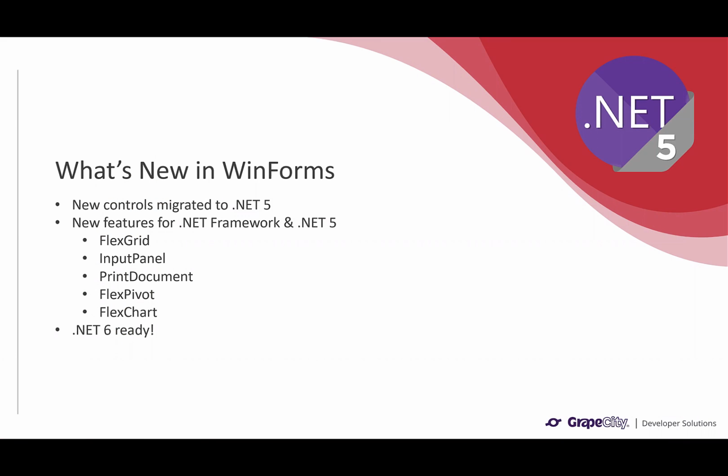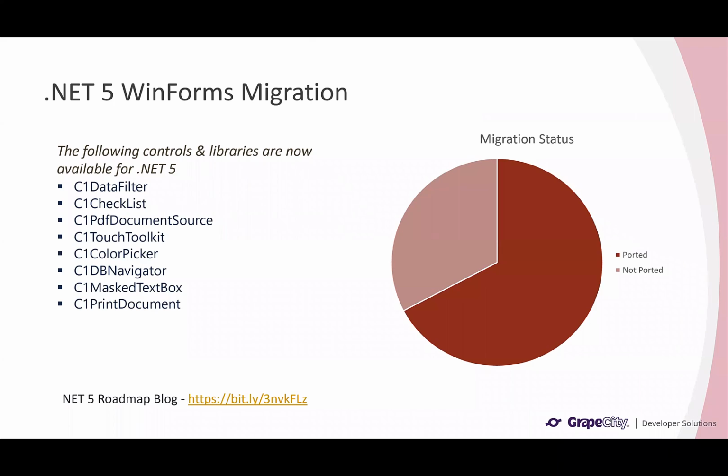I will start with our WinForms edition. As with the past few releases, we've been continuing to port our .NET Framework controls to .NET 5, re-engineering the controls where we can while keeping the same APIs. We've also been able to add some much-needed enhancements to FlexGrid and some other controls. And .NET 6, which is a seamless update from .NET 5, is supported. So everything we have in .NET 5 will be supported in .NET 6 by the end of the year.